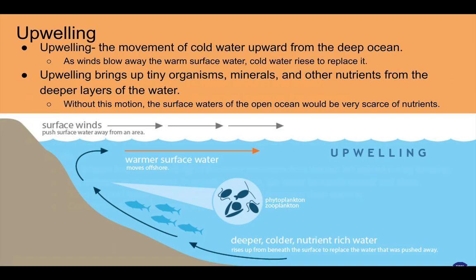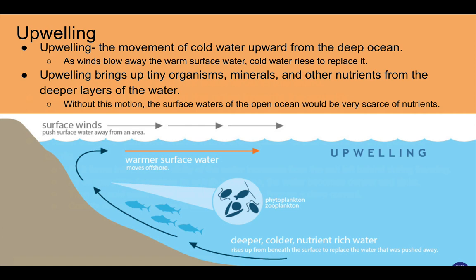Now, another term is called upwelling, which is the movement of cold water upward from the deep ocean. Okay, so this is the process where, again, the wind blows away the warm surface water. Okay, it moves towards the poles. The cold water, and again, I have a typo, rises to replace it. Okay, so you see that the warm surface currents are getting moved.